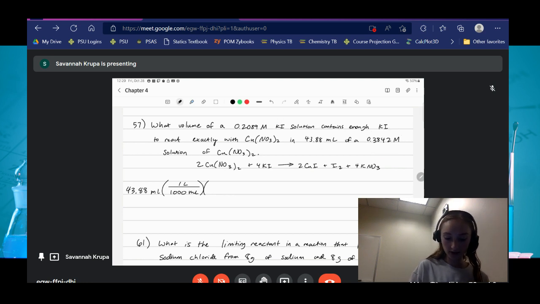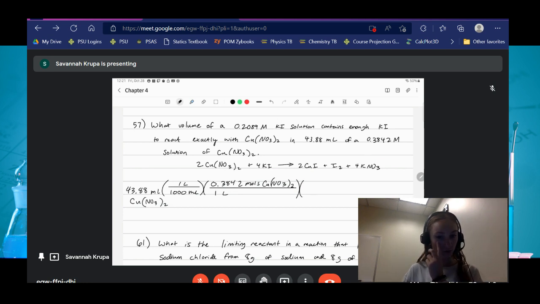So we have 1 liter, and this is of the Cu(NO3)2. So we are in liters of that, so we're going to put liters on the bottom, and we're going to use the molarity that it gave us in the problem. So we have 0.3842 moles of Cu(NO3)2. And now that we're in moles of the copper compound, we're going to want to get to moles of the KI.